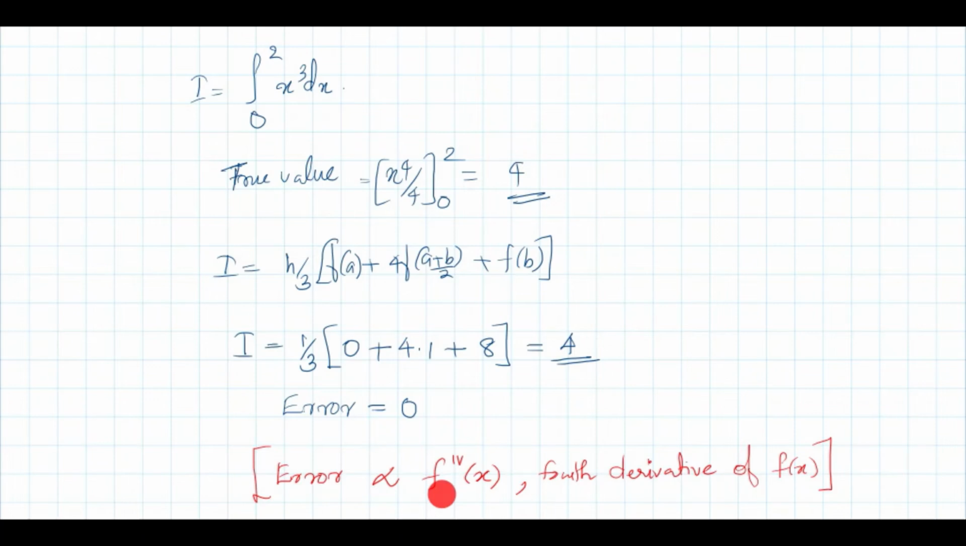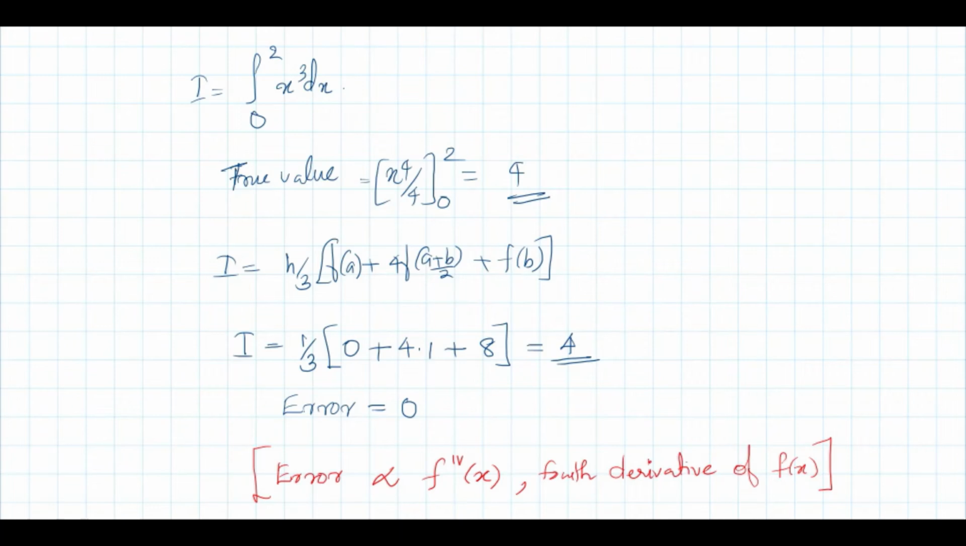Okay, and if you derive the error in Simpson's 1/3 rule, you can see that it is proportional to the fourth derivative of the function, not the fourth power. So even if it is a cubic polynomial, the fourth derivative will be 0. You can also have x cube plus 3x square plus 2x plus 1, something like that. Then also your fourth derivative will be 0 and you will get the true value of the integral if you use Simpson's 1/3 rule.